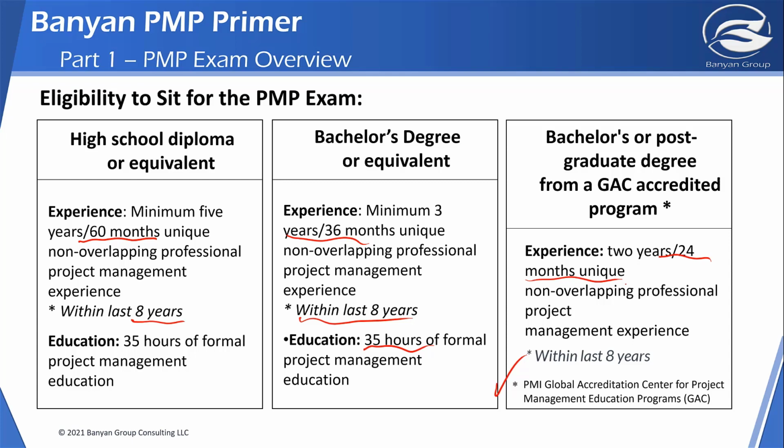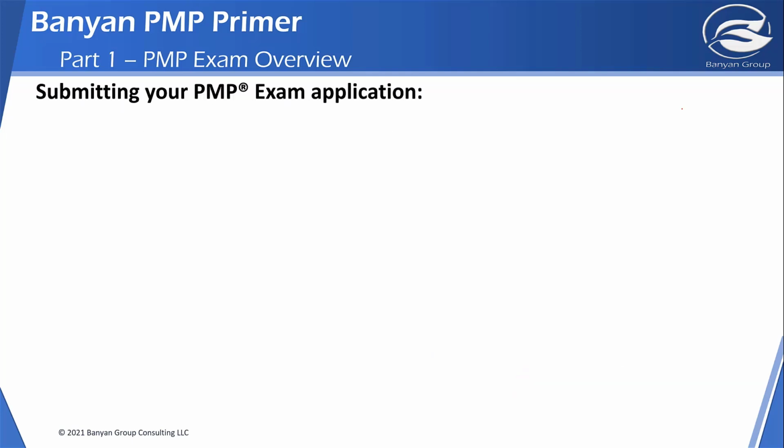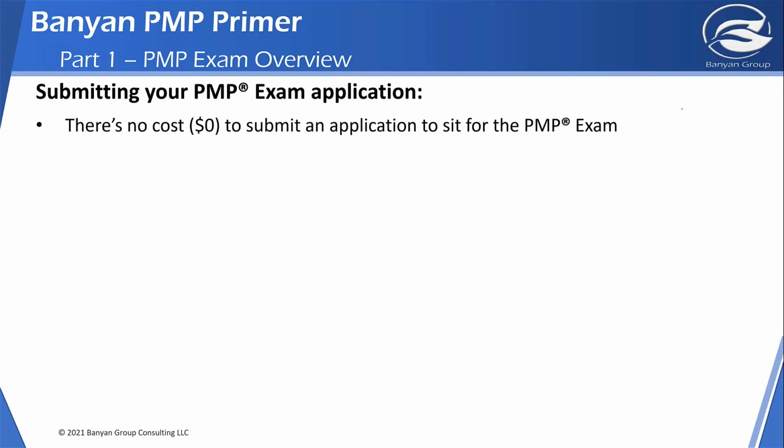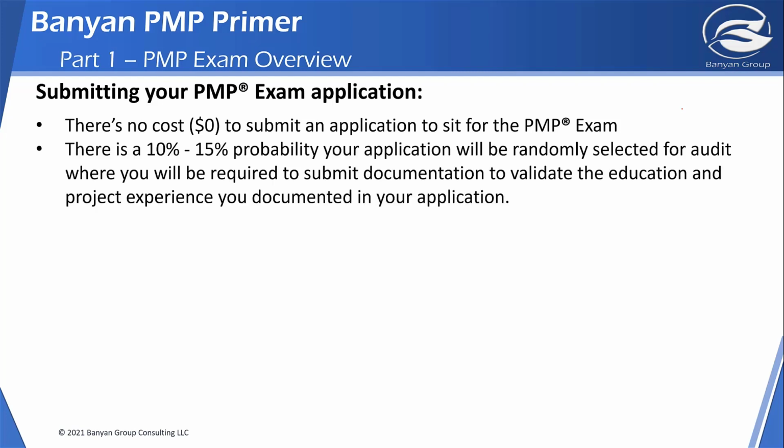So it's important to understand when you fill out your application, you'll have to indicate on the application what your eligibility is, and it has to fit one of these 3 categories. Submitting your PMP application, there's no cost to submit the application to sit for the PMP exam. There's a 10 to 15% probability that your application will be randomly selected for audit, where you'll be required to submit documentation to validate the education and project experience you documented in your application.